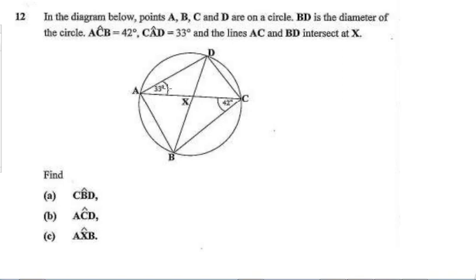CAD is 33 degrees, and the lines AC and BD intersect at X. So be very careful there, we are not told to say X is the center of the circle. We are just told to say it's a point of intersection of the two lines. So whichever method you feel like using, you can go straight to finding these angles that you've been asked, or you can find all the angles that you can in this diagram.